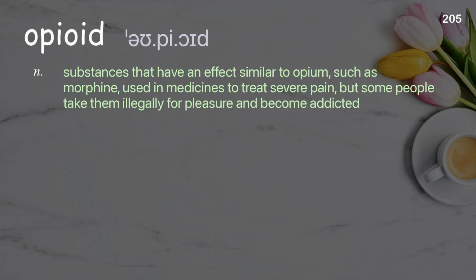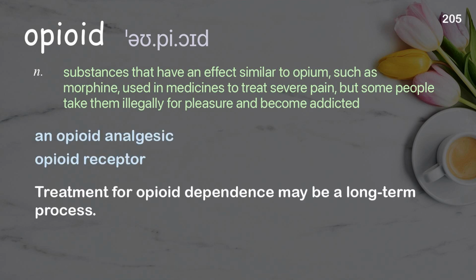Opioid. Substances that have an effect similar to opium, such as morphine, used in medicines to treat severe pain, but some people take them illegally for pleasure and become addicted. Examples: an opioid analgesic, opioid receptor. Treatment for opioid dependence may be a long-term process.